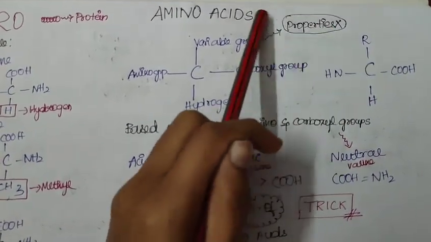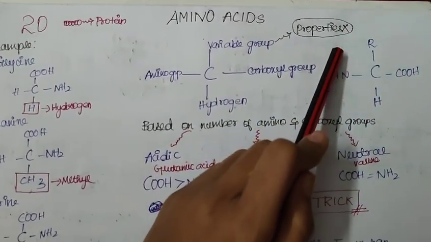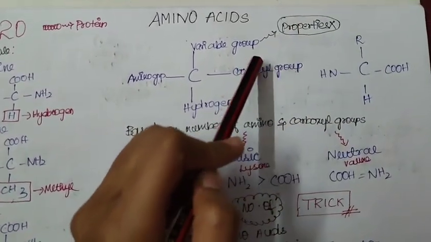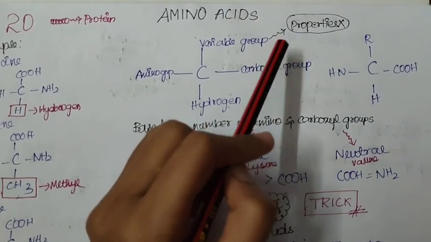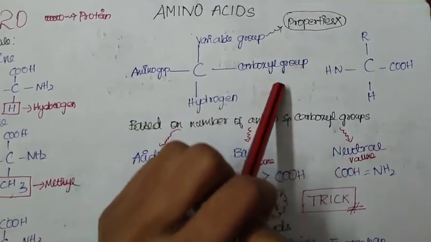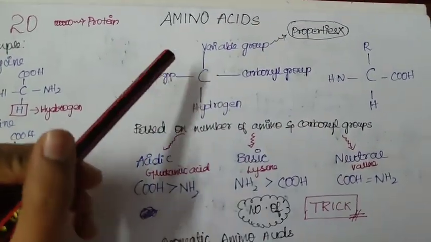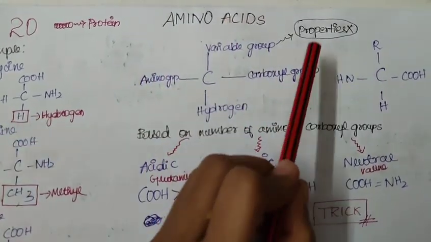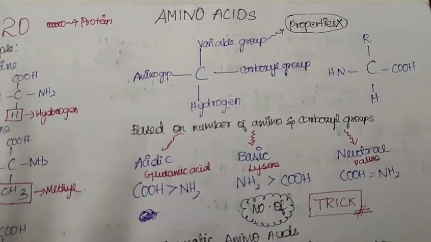And this variable group can be hydrogen or methyl or anything. Based on this variable group, the properties of the amino acid are decided. So whenever we are asked which decides the properties of the amino acid, we should say the variable group. It can be hydrogen or methyl or anything.